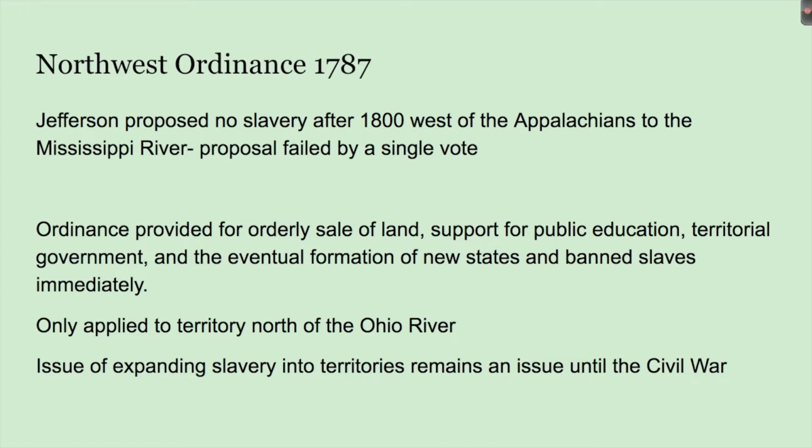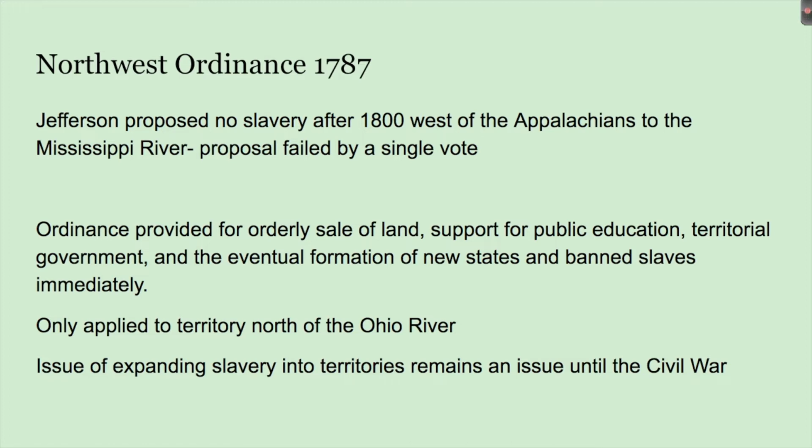So when the Northwest Ordinance came about, it set up an orderly sale of land. It supported public education in this new territory. It set up a territorial government, and it gave rules for how to become states. And part of this Northwest Ordinance also banned slaves. Now, this only applied to the land that was north of the Ohio River. And we're going to see issues about expanding slavery into new territories. This is going to last all the way into the Civil War.